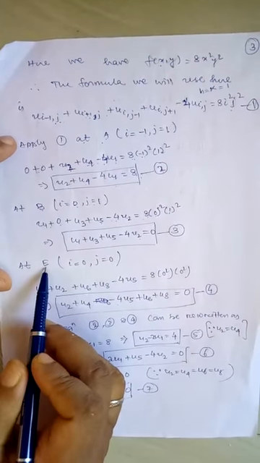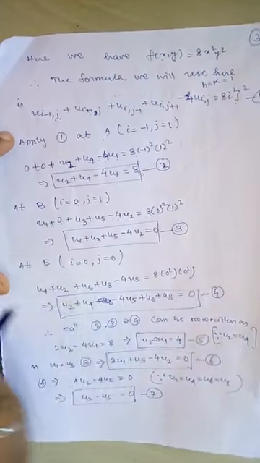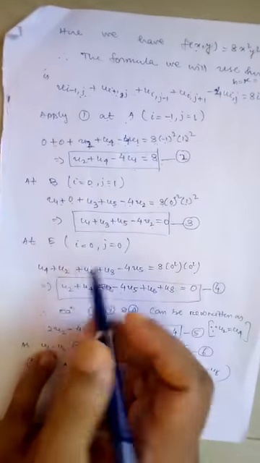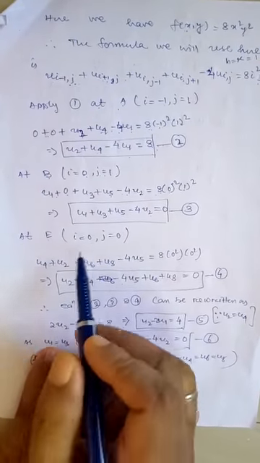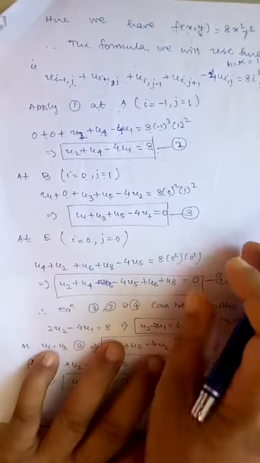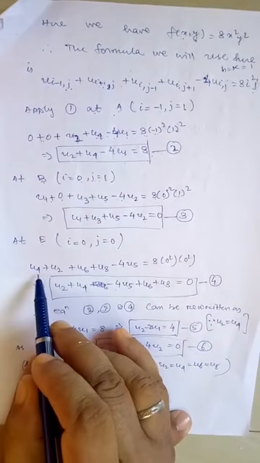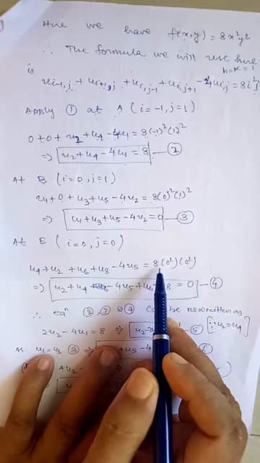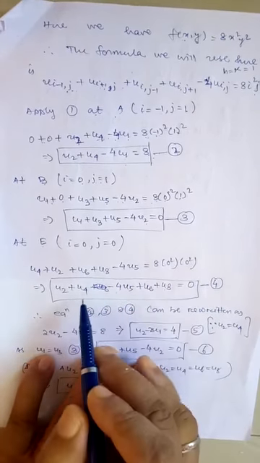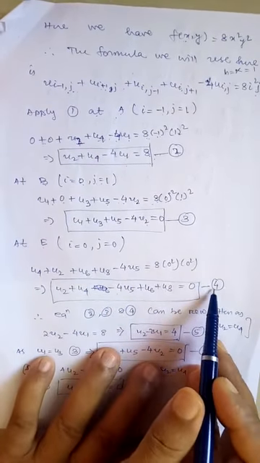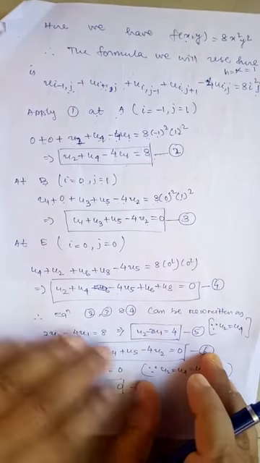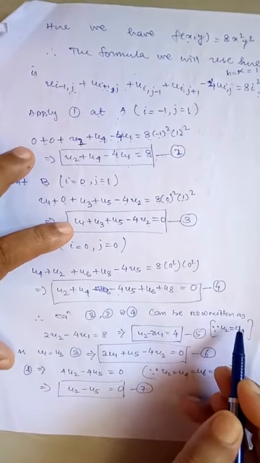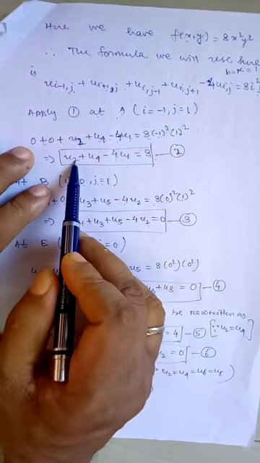Similarly at the grid point E, the value of i, j is nothing but 0 and 0. So if we use this value of i, j, we can have u4 plus u2 plus u6 plus u8 minus 4u5 equal to 8 into 0 square. So we will get the equation 4.